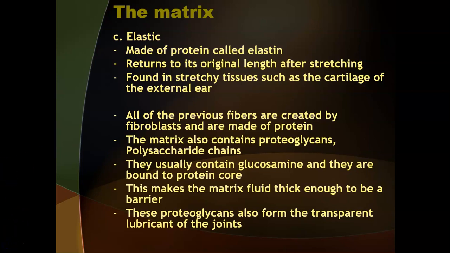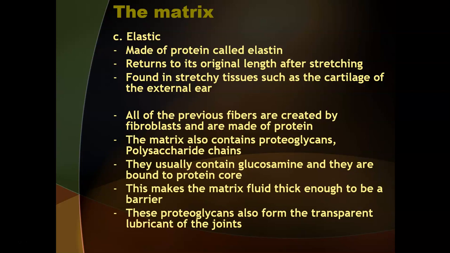Another structure that we can find in the matrix is something called a proteoglycan, and another is a polysaccharide chain. They usually contain glucosamine, and they are bound to a protein core. You'll hear glucosamine used quite often in relation to synovial fluid or connective tissue. There are pills of glucosamine that make the claim that if you swallow these pills, it makes your bones harder and your cartilage replaced in your arthritic joints. There really is no proof that through ingestion you actually do this.